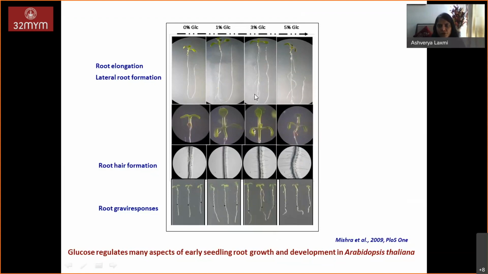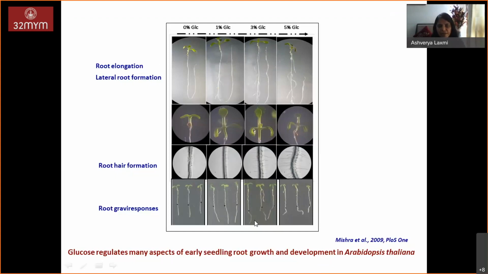and it could enhance the formation of lateral roots. It could also enhance root hair formation as well as increase root hair length. And most surprisingly, the presence of glucose could also affect root gravitropism. All these phenotypes have earlier been shown to be controlled by one of the most potent plant hormones, I would say, auxin. So we thought maybe there is an interconnection between glucose and hormone signal transduction.